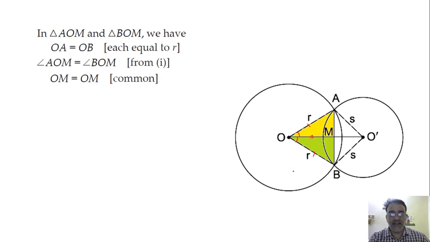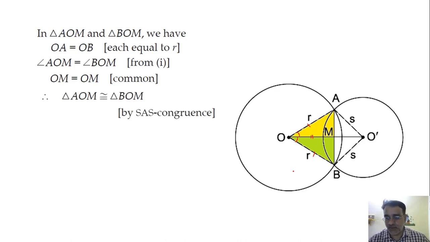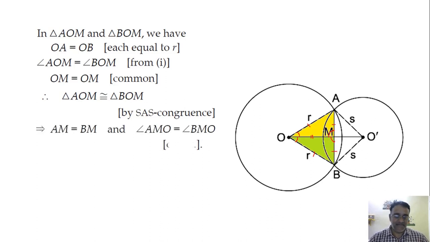So therefore, these two triangles are congruent by which criteria? SAS congruence. Very good, SAS congruence rule. So that will imply these two angles are equal, this angle, and AM is equal to BM by CPCT. But the sum of these two angles is 180 degrees. Why? Linear pair.